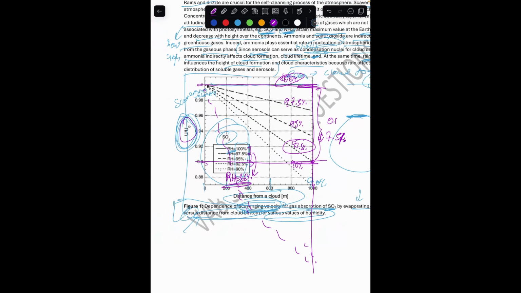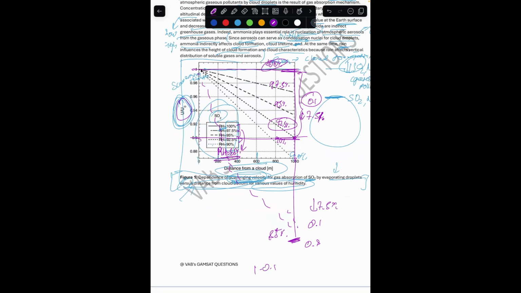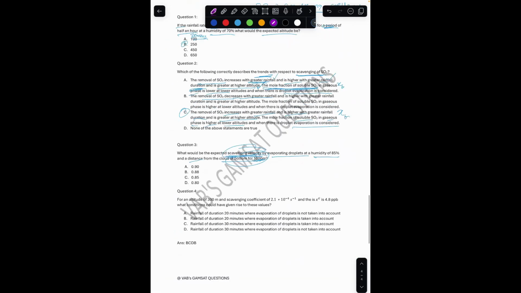If you look now, we need to get to 85%. So if at 92.5%, after a 7.5% drop in humidity, you lost 0.1 of your scavenging velocity, that means that if you dropped another 7.5% in humidity, to get to 85%, your scavenging velocity would be another decrease of 0.1. So you'd be at 0.8 because 1 minus 0.1 minus 0.1 is 0.8. So that is where you get 0.8 from.